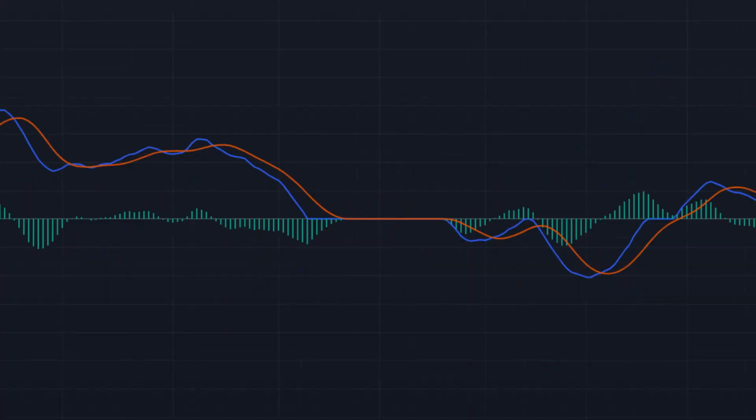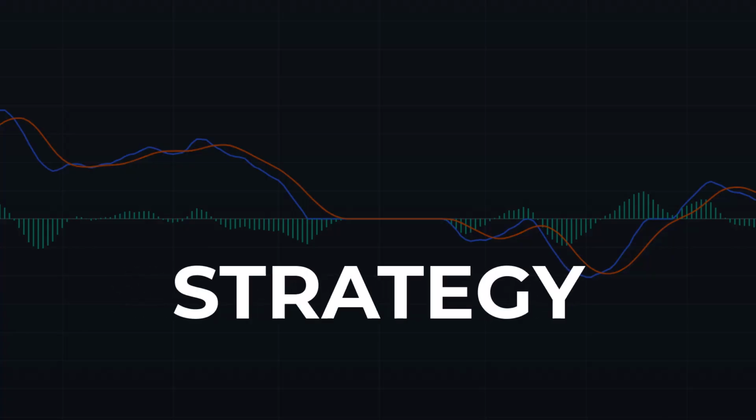However, if the two lines go flat like this, it indicates that the market is ranging or moving sideways, and you should avoid taking any positions. Now let's move on to the strategy that you can use with this indicator.